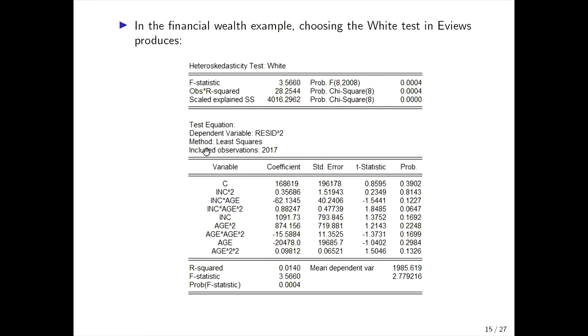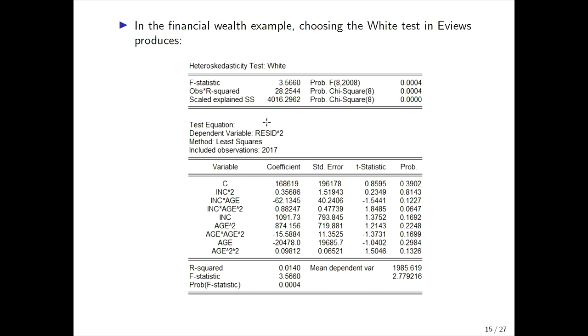So here's the estimated auxiliary regression for White's test. The dependent variable is the residual squared. And then you see here we have all of the regressors. We've got income, age squared, we've got income times age, and so on. So we've got 9 regressors in the auxiliary regression.